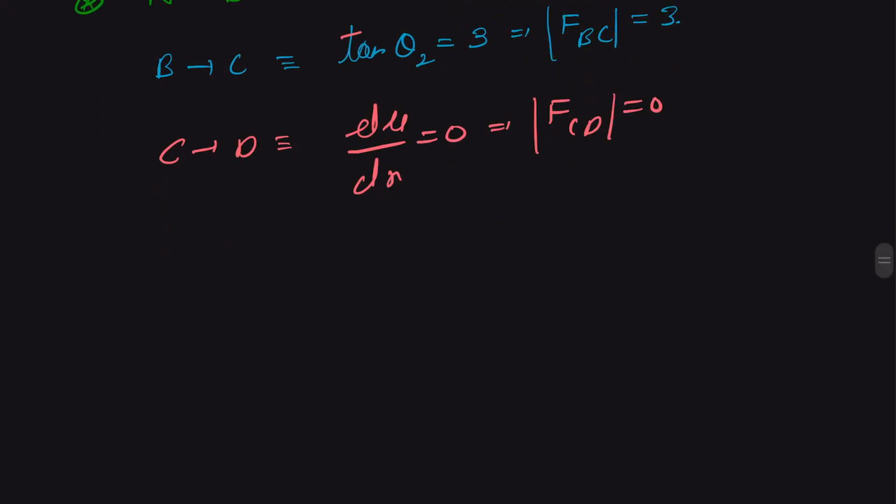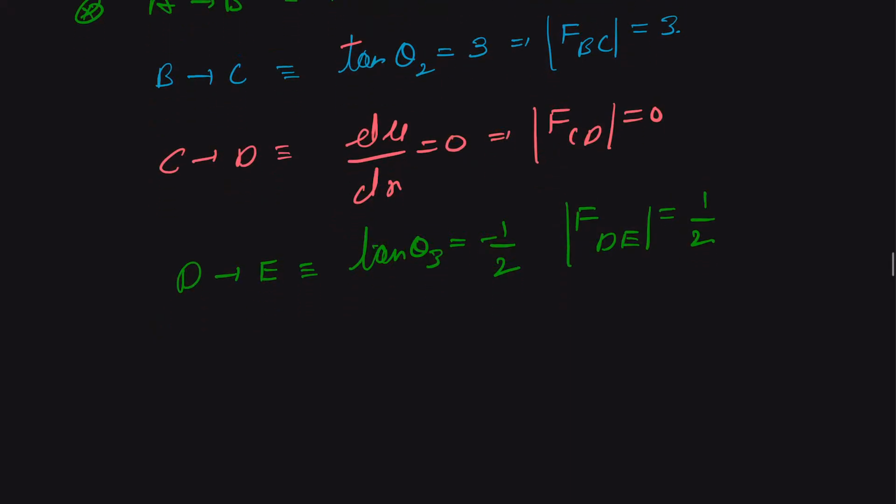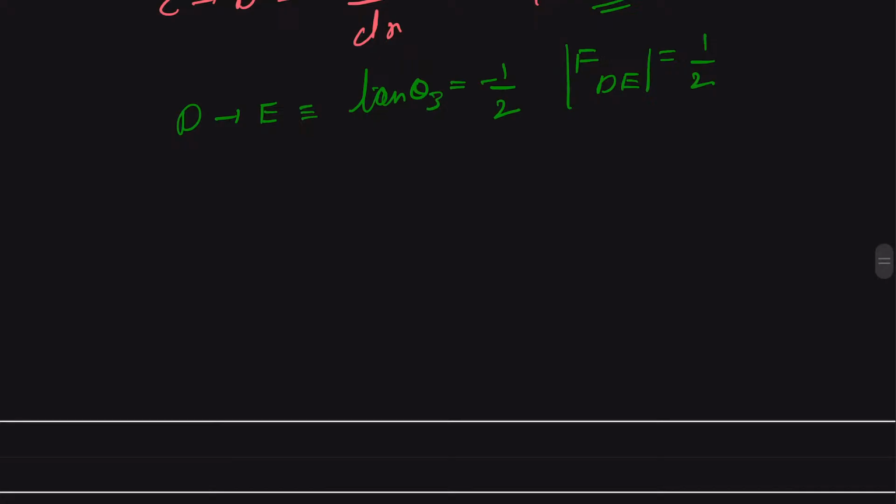And finally, from D to E, we are given that tangent of theta 3 is equal to minus 1 by 2. So we can say FDE, its magnitude, is equal to 1 by 2. Therefore, FBC is the highest and FCD is the lowest. So you can say that FBC is greater than FAB, is greater than FDE, and is greater than FCD.